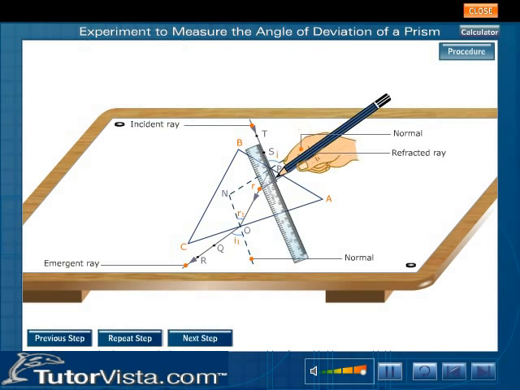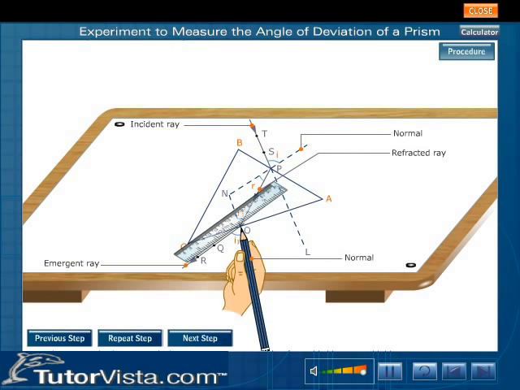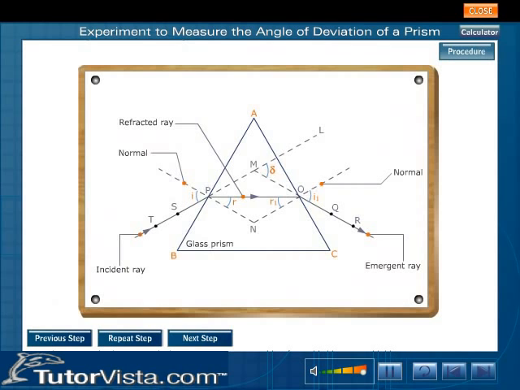If the incident ray TP is extended forward and the emergent ray RO backwards, they meet at M, forming the angle OML. Measure the angle OML. This angle is called the angle of deviation. Angle of deviation is the angle through which an incident ray deviates.